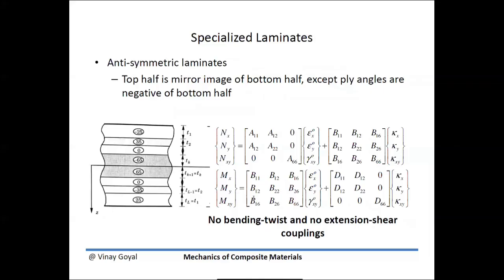Antisymmetric laminates are such that the top half mirrors, but the angles are the negative, and you can see that here. So you're going to see that these quantities are 0, and these quantities will be 0. So there's no bending twist and no extensional shear coupling.